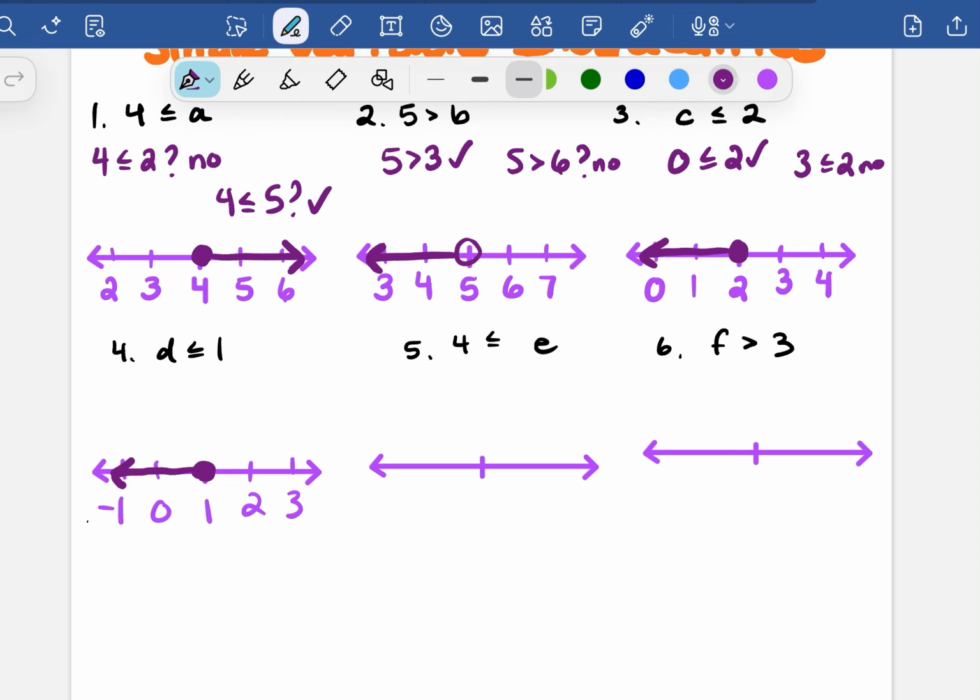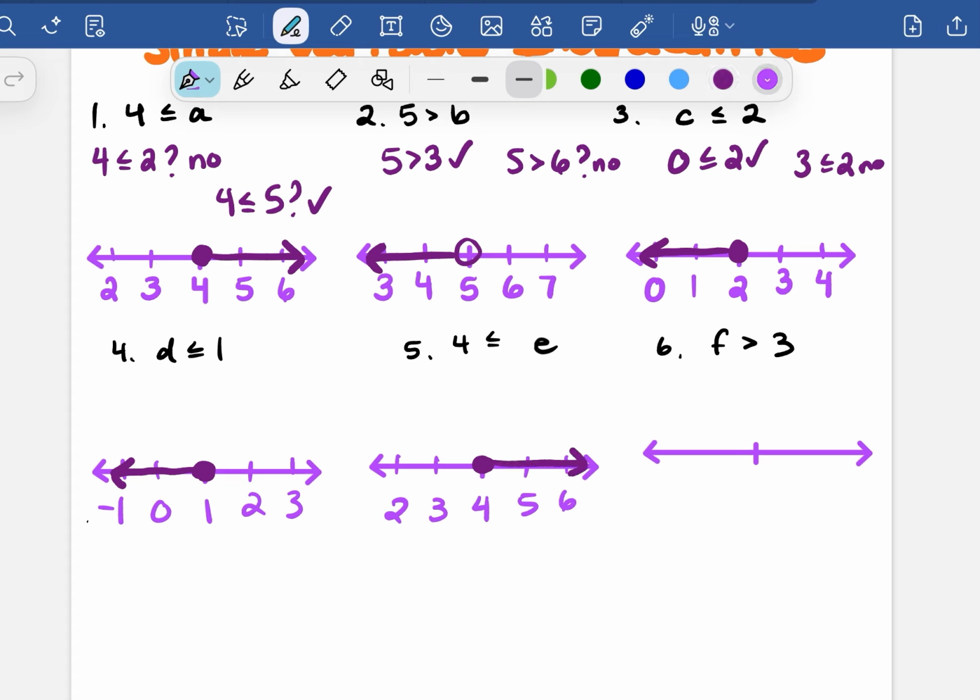Number 5, our number line should be centered around 4. And you can go up as many numbers as you want and down below as many numbers as you want. I like to put at least 2. Number 4 is less than or equal to our possible answers. So I'm going to draw a closed circle at 4. So 4 is less than or equal to E. E is the bigger piece. E is where the caret is open. So our possible answers are where things are larger. So I'm going to draw an arrow to the right.